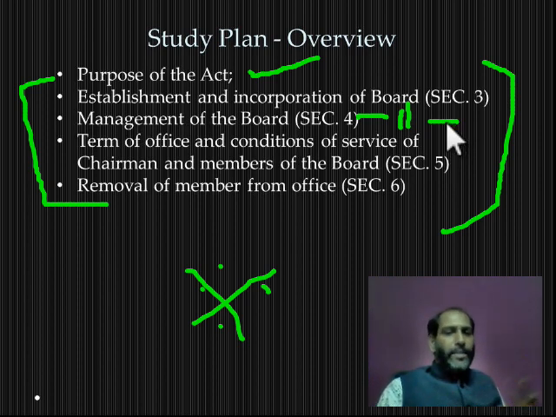If you remember and if you go into details, you will see ultimately there are 9 members in the board. You can study from your study material. Then this is a very important area: term of office and conditions of office of chairman and members.